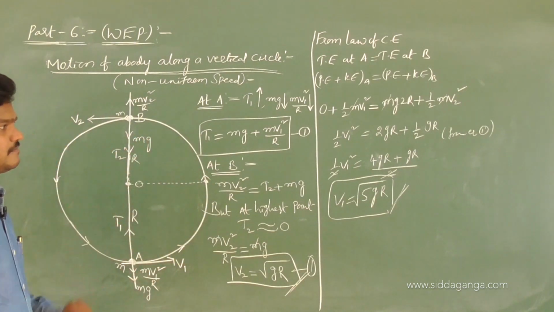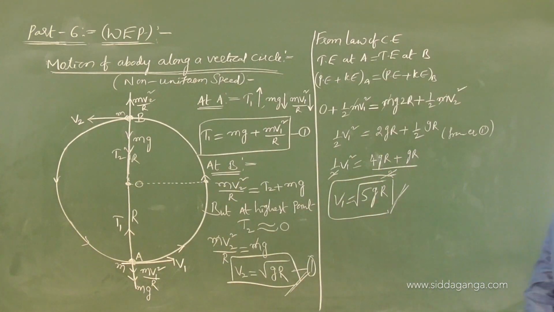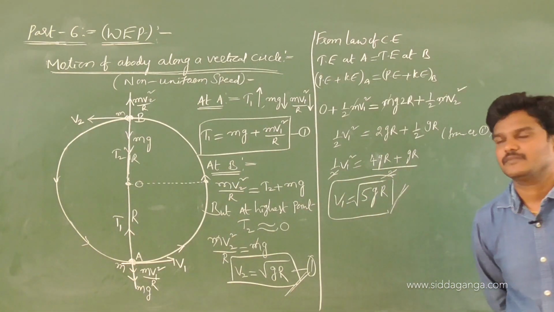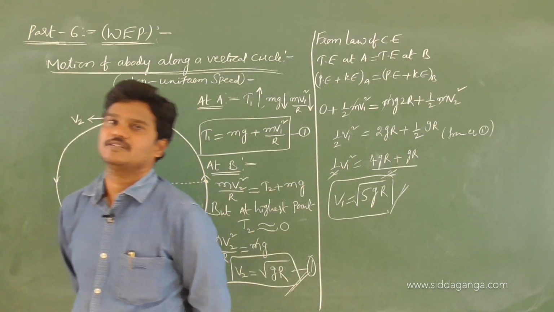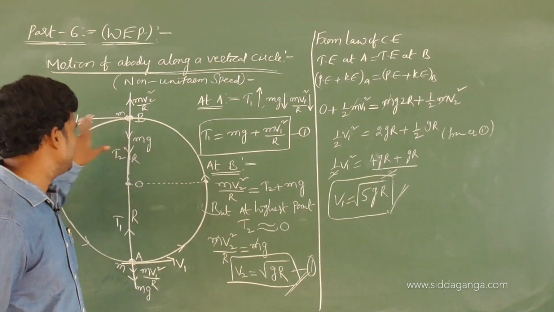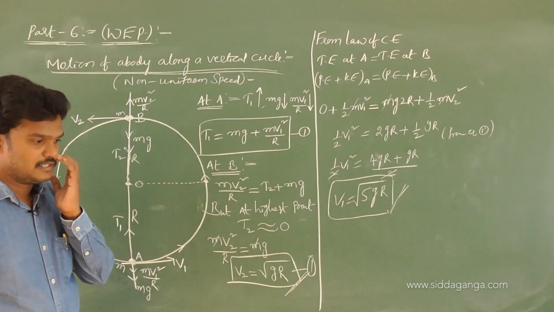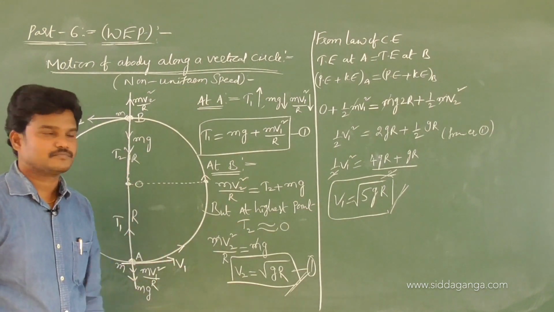So you write up to here, I will continue here. I got the velocity at the highest point and the velocity at the lowest point. If they ask for the velocity at some point C, or point D, E, F, anywhere, if they ask here, you can take some angle theta. First you take this.